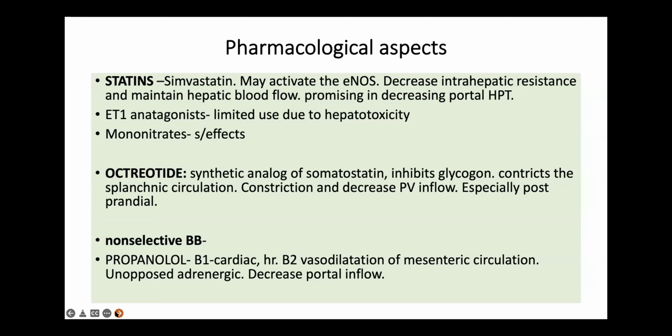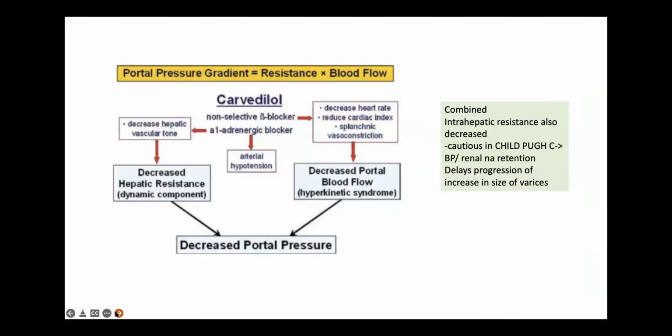So there's that decreased flow, and this is also very important postprandially. And we use non-selective beta blockers generally. Usually here we use propranolol, but I'll get onto the other beta blockers now. So propranolol, non-selective. So B1, cardiac and heart rate decrease. And then you also have your B2 blockade with vasodilation of the mesenteric circulation, but unopposed adrenergic blockade. So you actually have a decrease in portal inflow.